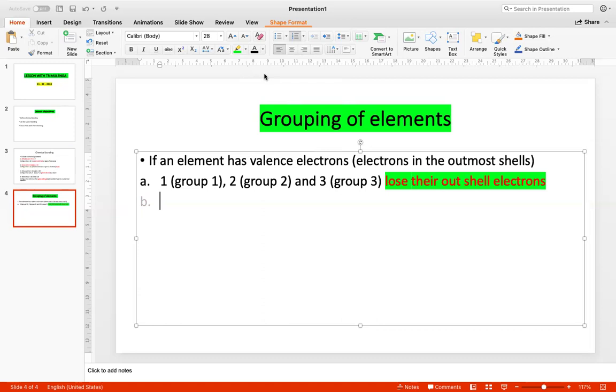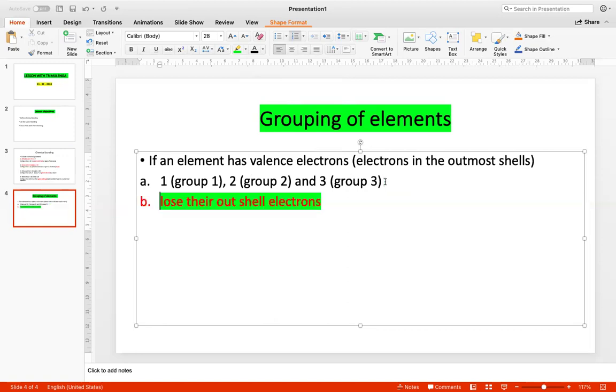So all those in group 1, group 2, group 3, group 4, we're talking about those major groups. They lose electrons. That's one thing. Maybe let me put it in bullets. One, they lose electrons. What else do they do? They also become positively charged. In the previous video I explained how these charges are attained.